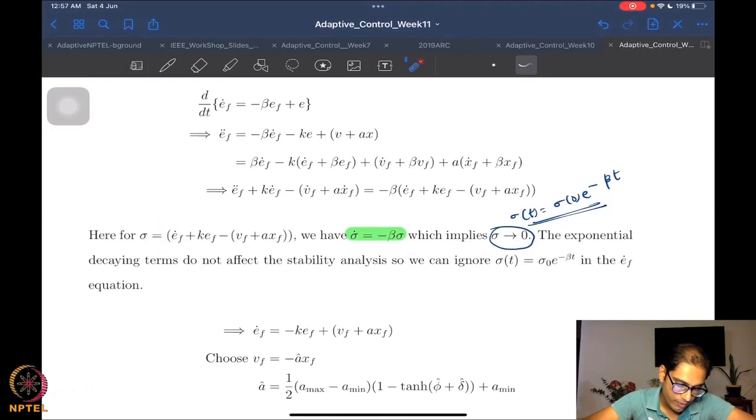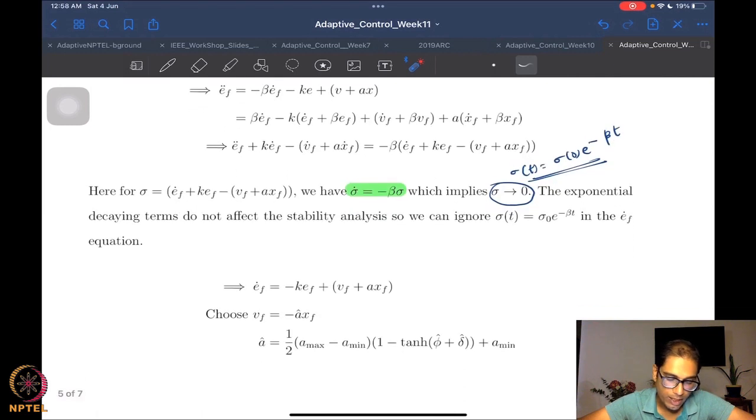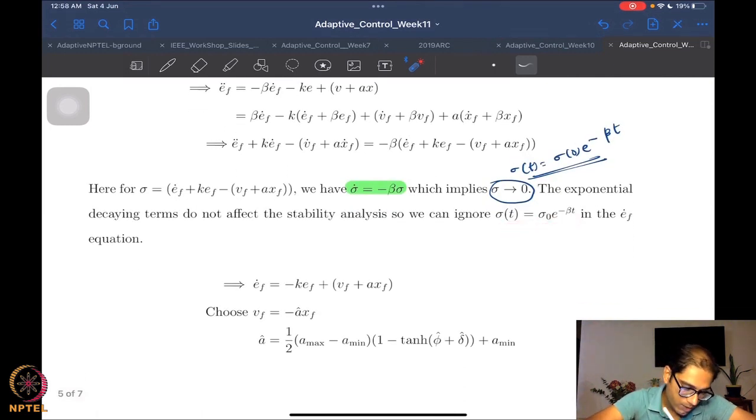So we can just assign this to 0, because this is simply an exponentially decaying term that can be ignored. I can be very careful and write this as sigma 0 e to the minus beta t, but that's not required. It doesn't affect our stability analysis at all. All right, and that's the key point. So we ignore this term, which means we put this to zero. And if you do put this to zero, you will get the equation from here as EF dot is minus KEF plus VF plus AXF.